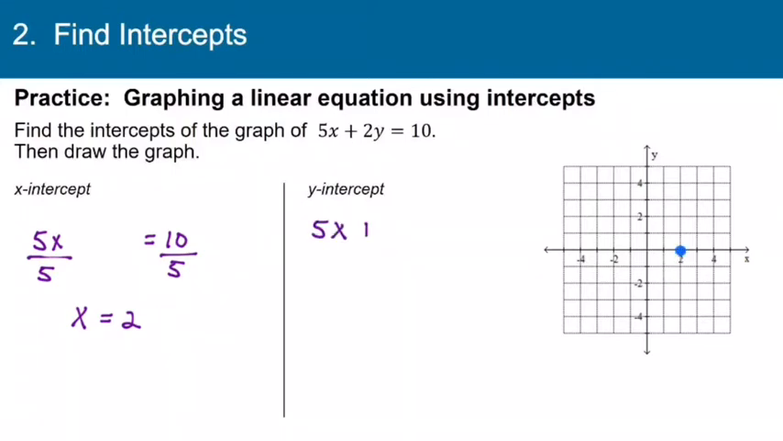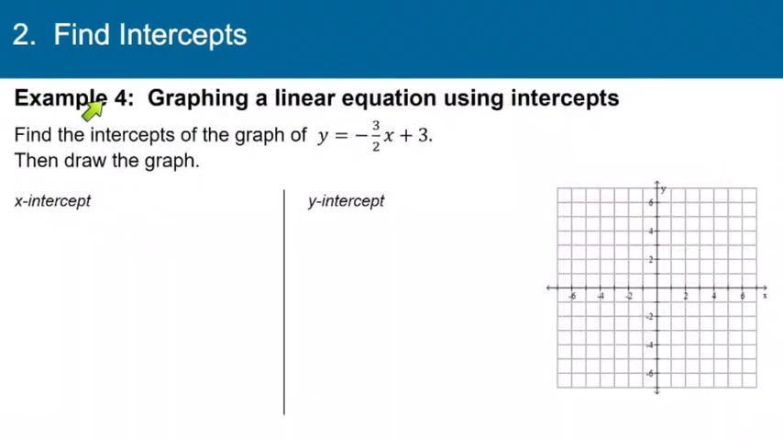And let's do the same thing for the y-intercept. So for the y-intercept, we want to let x equal 0. That means we'd just cover up this x term. So I'm just going to erase it. And that leaves us 2y equals 10. Divide both sides by 2, and we get y equals 5. And so we'll plot that point. And the graph we're looking for is the line that connects these 2 points.